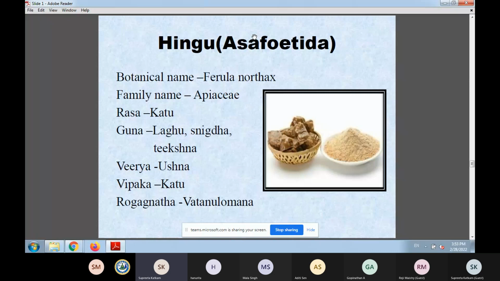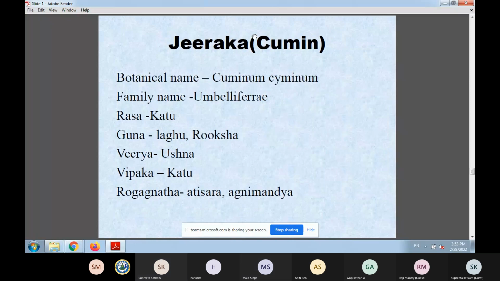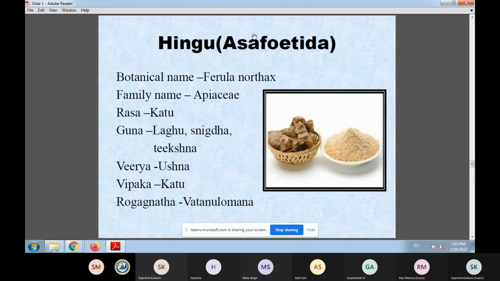Somebody is having constipation, use a good amount of Hingu. This may not be the best or the complete treatment, but yes, it will help to some extent. Ma'am, what exactly is this? Is it a herb or a spice? I mean, where is it extracted from? See, it is a resin of a plant. It's a kind of gum. Okay, a gum of a plant. Resin. Okay.